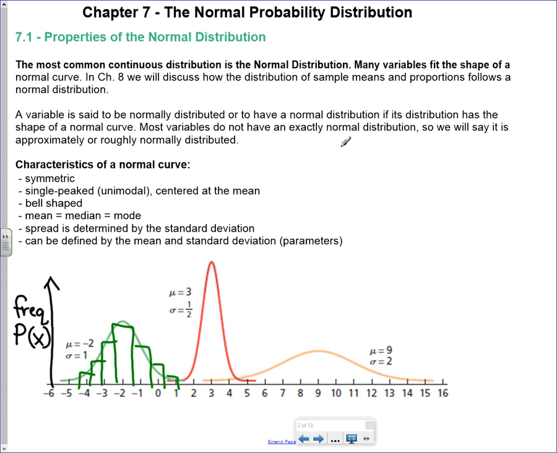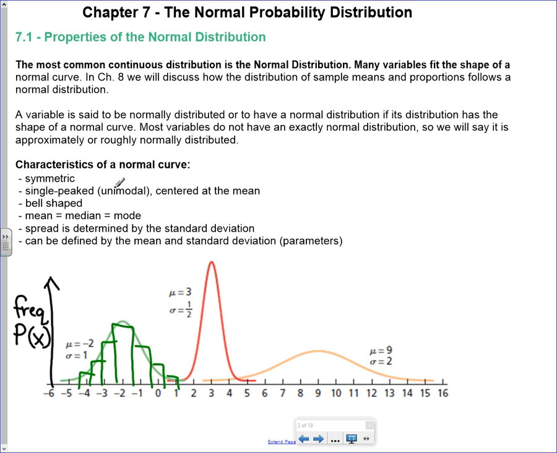The normal is the most common one, and you'll see that lots of data sets in real life happen to fall into this distribution or into this shape. And in Chapter 8, we're going to talk about why that's true for even more distributions once we start taking samples of our data sets.